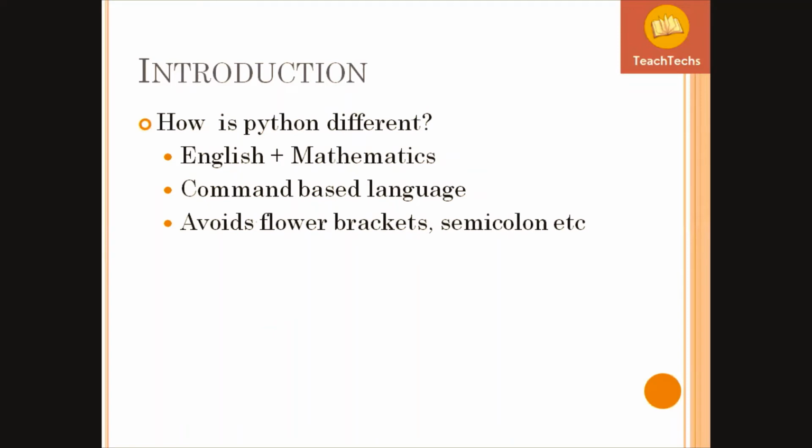How is Python different from other programming languages? Python combines the feature of the English language with mathematics. Python is a CUI based application, that is command based or character based application software. It allows a user to interact through the commands. Python avoids flower brackets, semicolons, and many more concepts. Python concentrates more on indentation of a program.